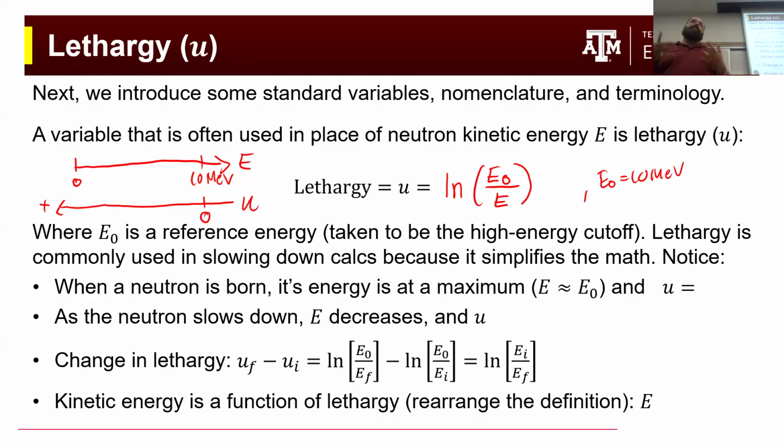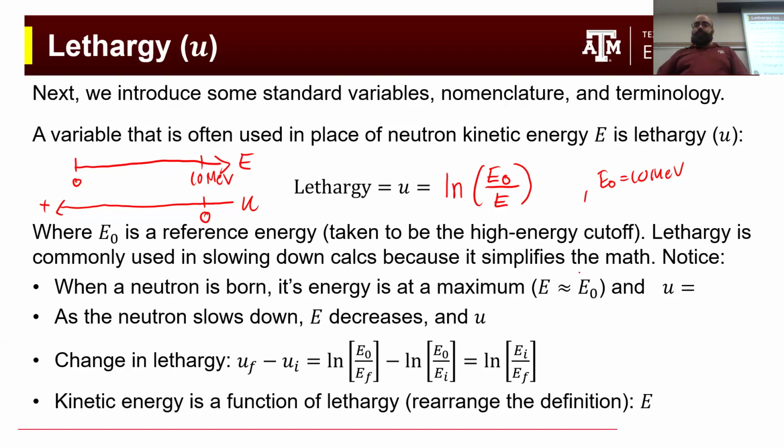Lethargy means like being lethargic, that you're slow. Like sometimes when I wake up, I feel lethargic because I don't want to get out of bed. And so it's a measure of the slowness of your neutrons. We use lethargy because it simplifies things. Lethargy is also a nice quantity to work with because it has no units. It's an ln of a fraction, ln has no units, and whatever units were inside the fraction would get canceled. So there are no units associated with lethargy.